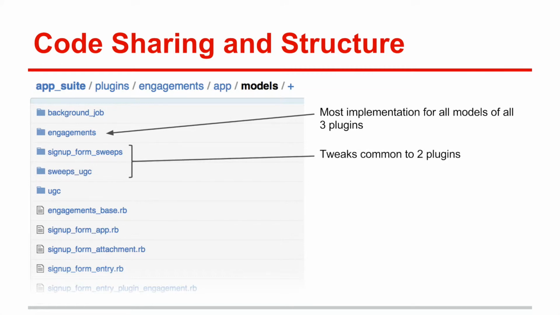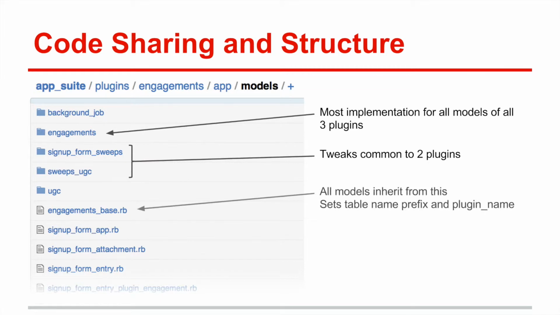Next, we have the combination of folders where 2 plugins share similar functionality. For example, the signup form and sweeps plugins share a lot of the same functionality, and the sweeps and UGC plugin also share some functionality. Finally, we have the most specific models, which are the models that individual plugins use for their core functionality. Here you see that we have an engagements base model, and all it does is it sets the table name prefix and plugin name.